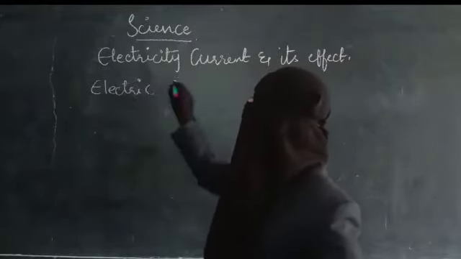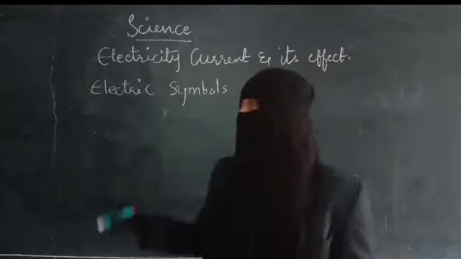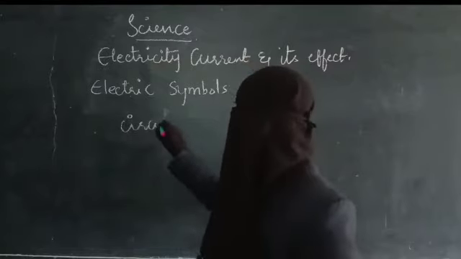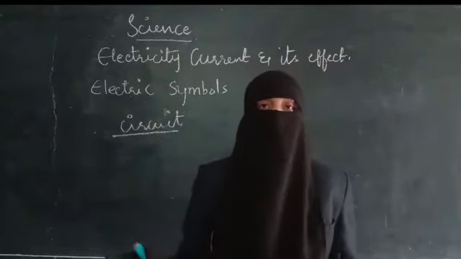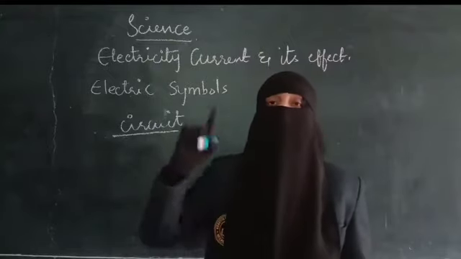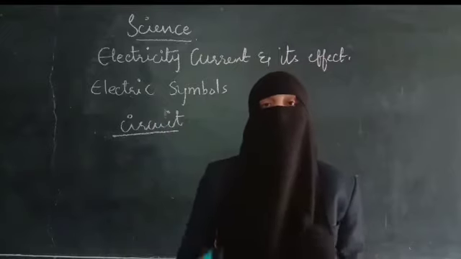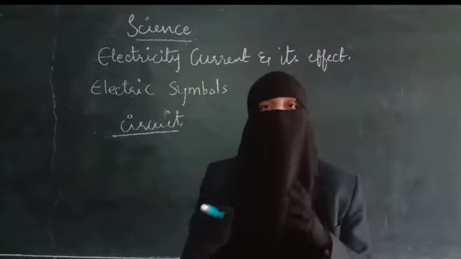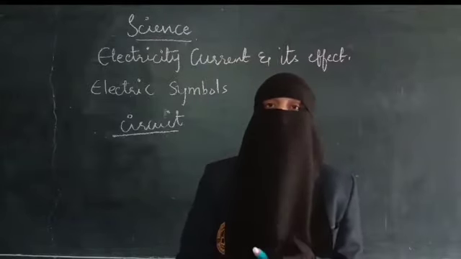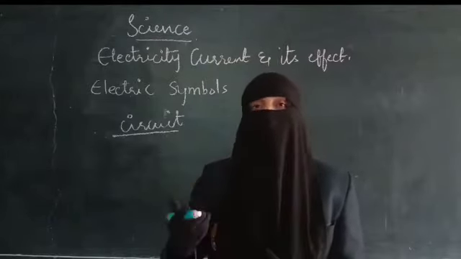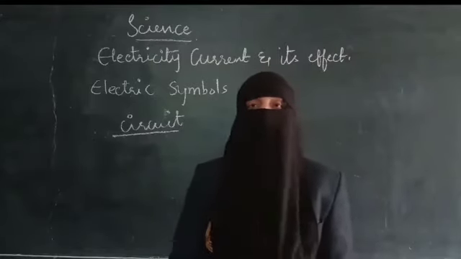We know what a circuit is. A circuit is a path in which the electricity flows. In the 6th class we learned how we can make a circuit. To make a circuit we need a cell, wires, a switch and a bulb, right? So we have made them. Now we are going to learn the symbols of all those components.